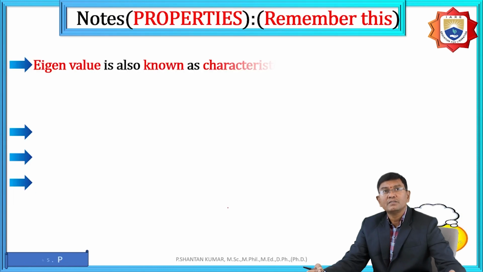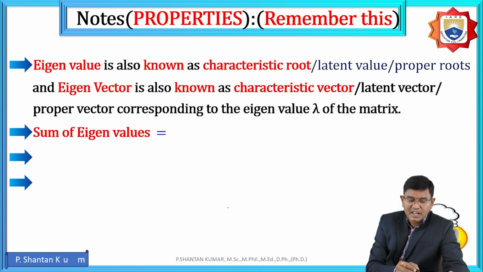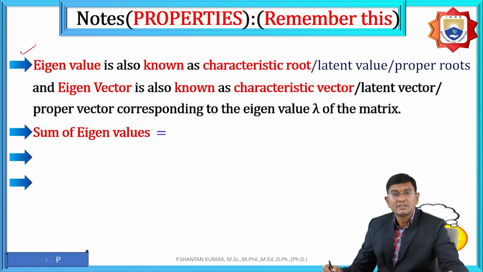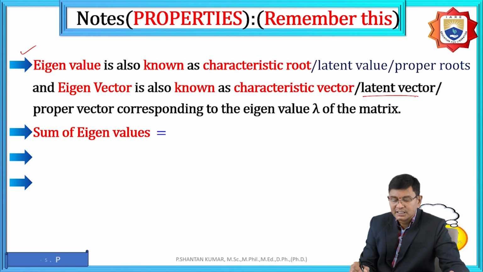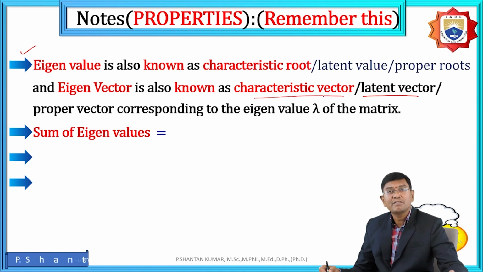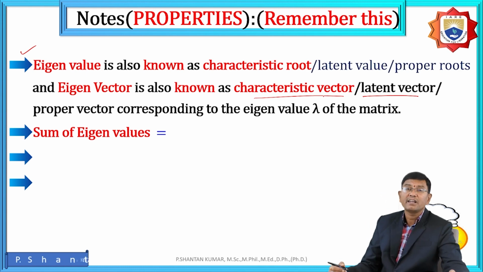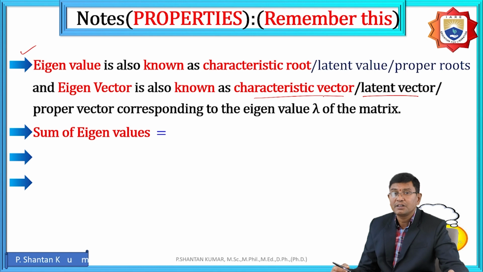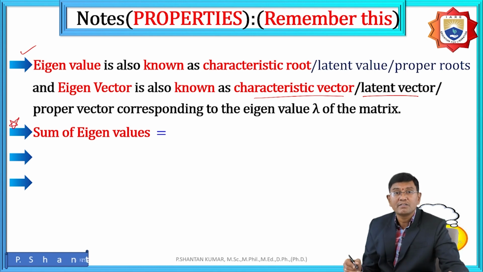And further, we need to remember these conditions. The eigenvalues are also known as latent roots, proper values, and so on. The sum of the eigenvalues is also very important to remember, when calculating whether the eigenvalues are correct or wrong, we cross verify with the help of the fact that the sum of the eigenvalues is equal to the trace of the matrix.